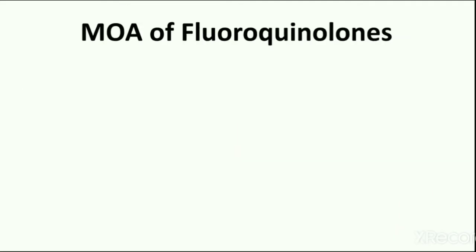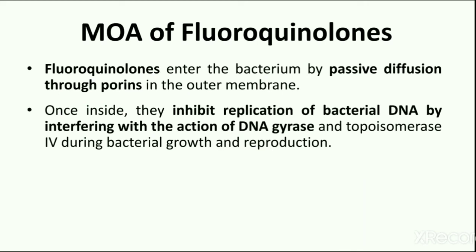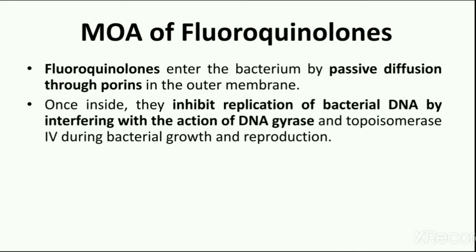Next is the mode of action of fluoroquinolones. It is believed that fluoroquinolones enter the bacterium by passive diffusion through porins present in the outer cell membrane. Porins are a type of protein, also known as beta-barrel proteins. Porins are different from other membrane proteins and structurally large enough to allow passive diffusion. Once inside, fluoroquinolones bind to the enzymes topoisomerase 4 and DNA gyrase, which are the originally recognized drug targets.